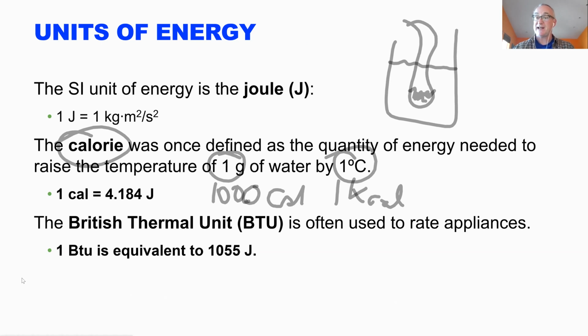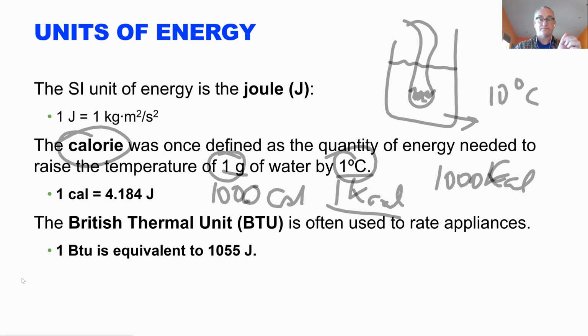I measure the change in temperature of the water. Let's say the water goes up by 10 degrees C. Then I just convert that change in temperature by how much energy it takes to raise that amount of water by 10 degrees. Well, if there's 1,000 grams of water and it goes up by 1 degree C, that is 1,000 calories, or 1 kilocalorie.